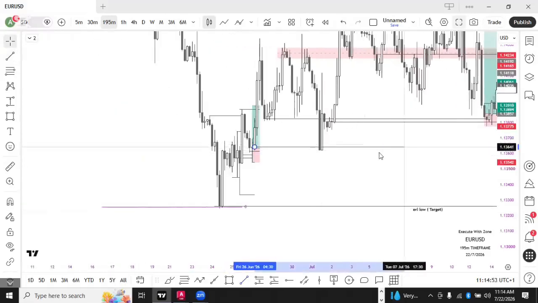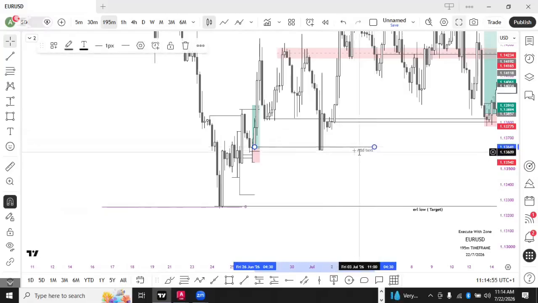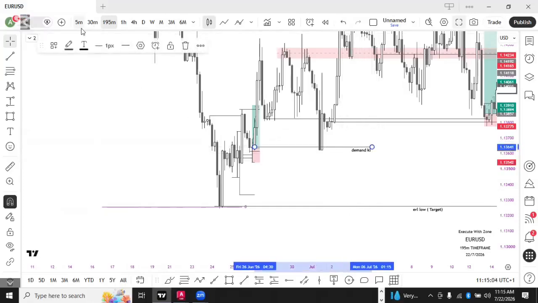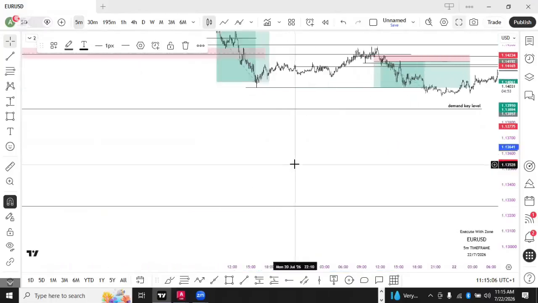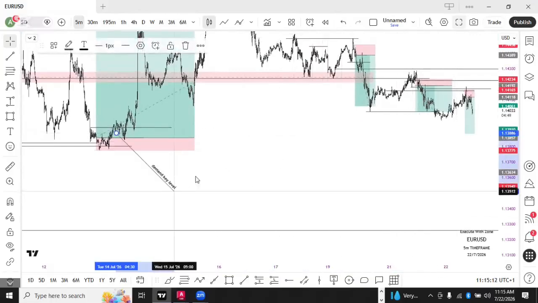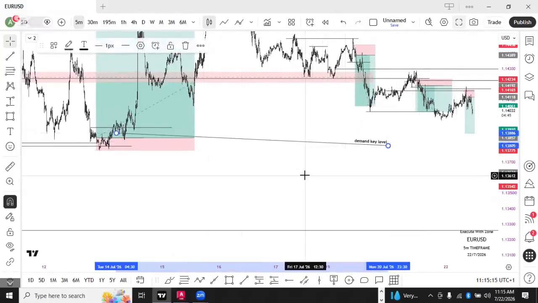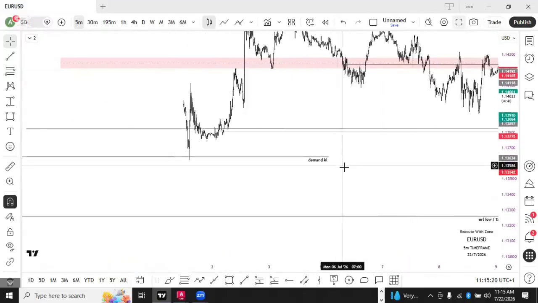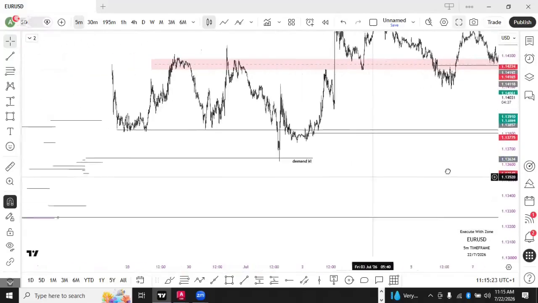So when price taps into this OCL, which is your demand KL, I don't want to enter directly from here. So I'll move to what? 5 minutes. Sorry guys. So, sorry, this is another demand key level. Okay, this is it here. So when price taps in here, I don't want to enter directly.